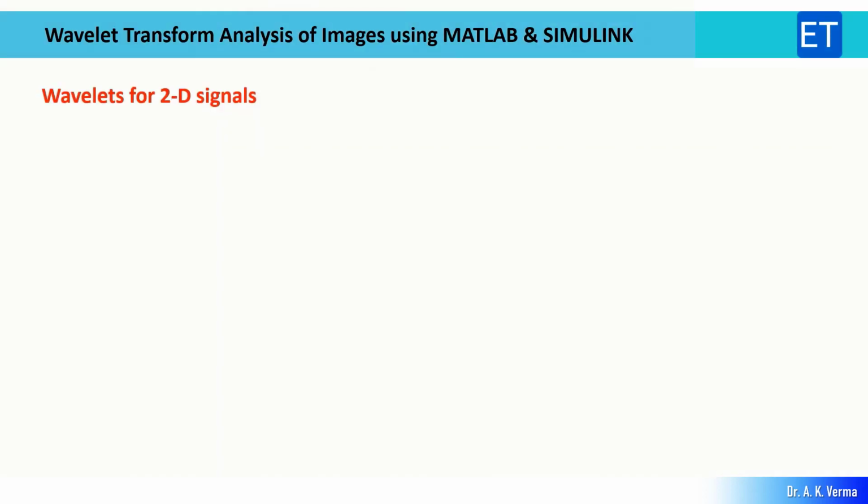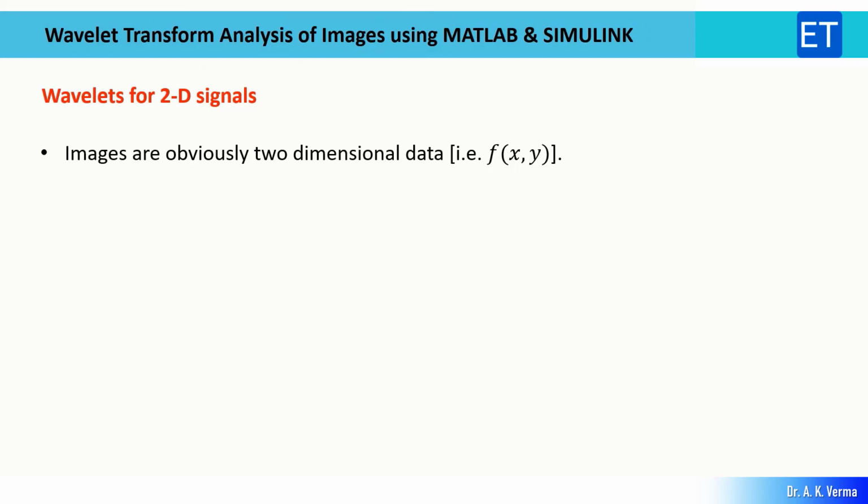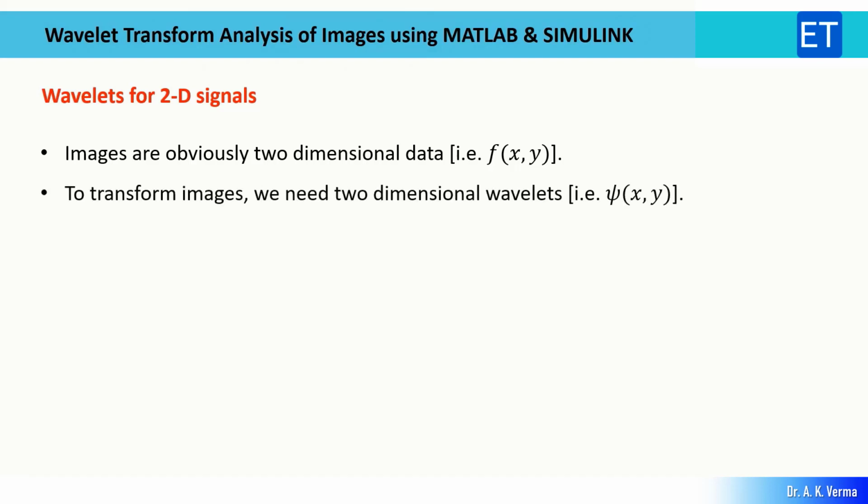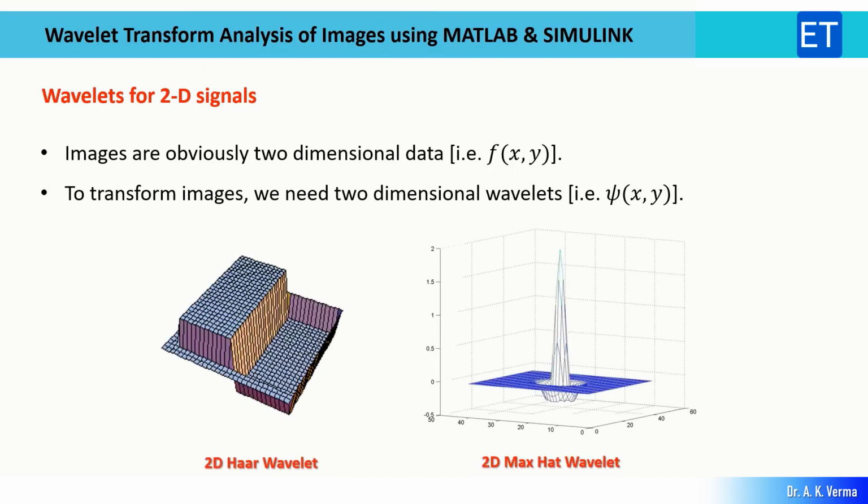Now let's see what the wavelets for two-dimensional signals are. Actually, our images are two-dimensional data. That means an image f, which is a function of the spatial coordinates x and y. So obviously, to find the wavelet transform of two-dimensional data, we need two-dimensional wavelets such as psi(x,y) instead of psi(t). A few examples of two-dimensional wavelets are shown here. For example, the 2D Haar wavelet is shown here, and one 2D Mexican hat wavelet is shown.